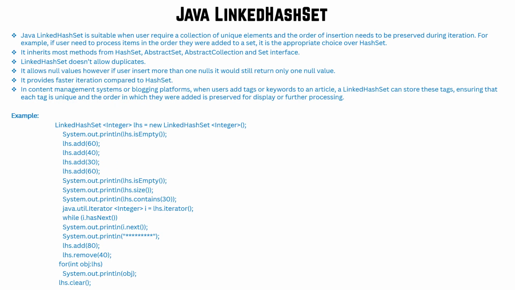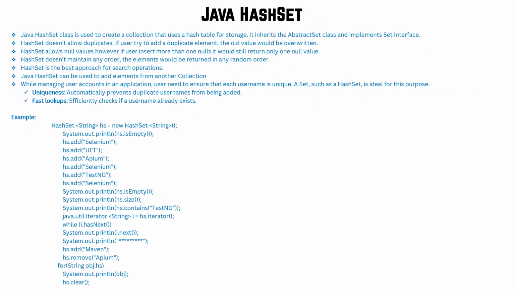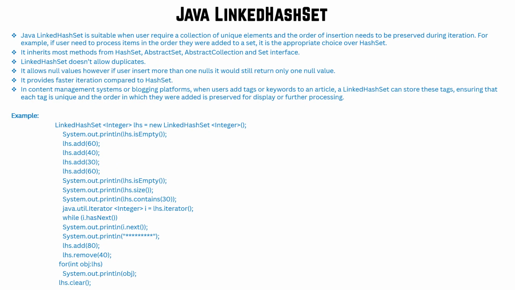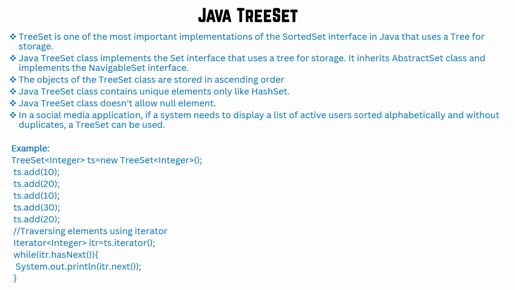LinkedHashSet is ordered instead of unordered, unlike the HashSet. Otherwise, the rest of the functionality is the same. And TreeSet's only difference is that it will be in ascending order. Otherwise, the remaining functionality of all the sets is still the same.